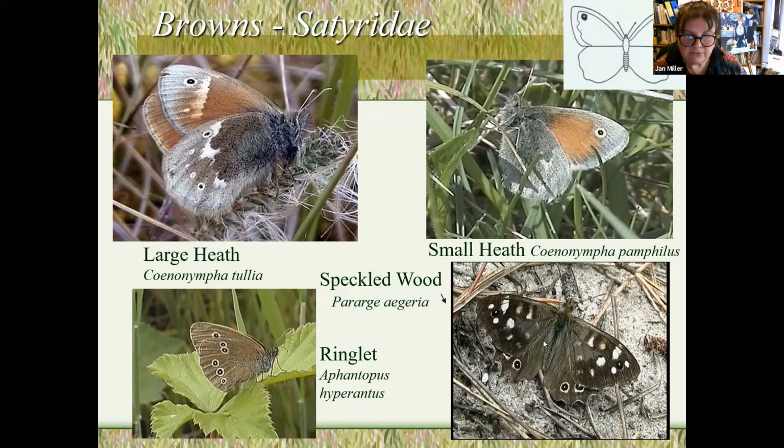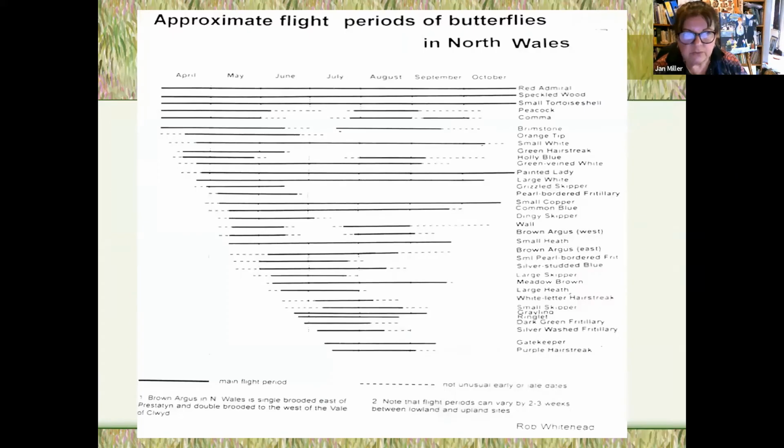Some people might confuse it with the speckled wood, which is down the bottom right here, and much more common. This is the commonest of all the brown ones now. It didn't used to be. It's spreading up the country, again maybe because of nitrogen deposition and its larval food plant. And it's got very distinct white spots all over the top, not just underneath like the others. So you see that in gardens, and it's called a wood because it likes dappled shade in woodland areas. So you find it in woodland gardens.